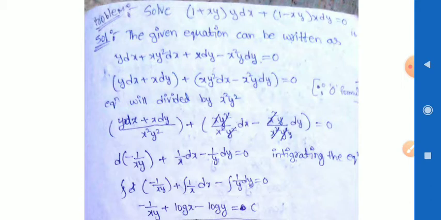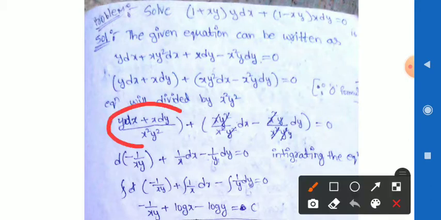Here (y dx plus x dy) by x square y square can be written in the exact form, that is the integrating factor form, that is d of minus 1 by x. By the definition of integrating factor, (y dx plus x dy) by x square into y square can be written as d of minus 1 by x.